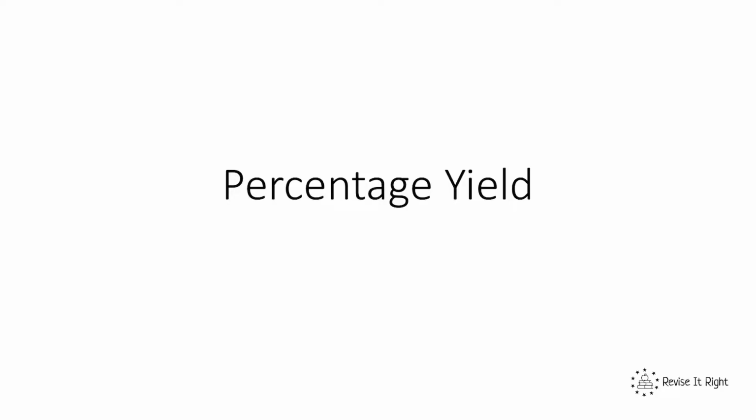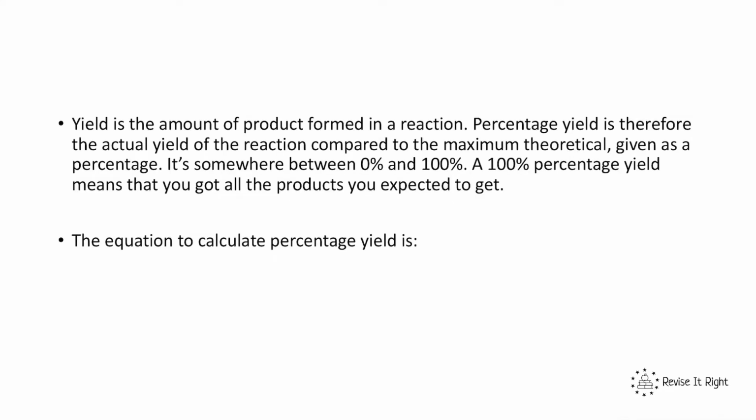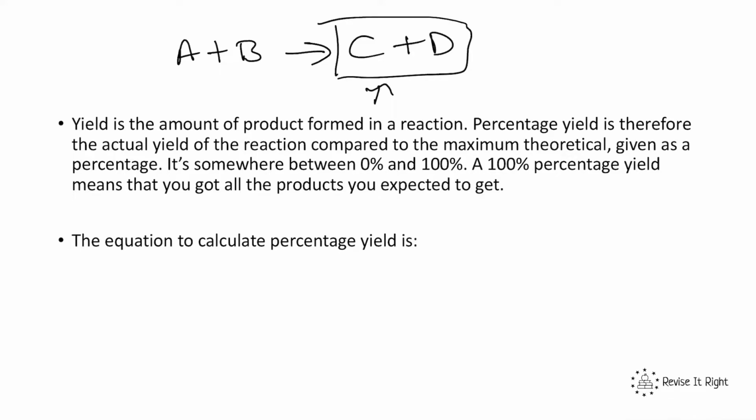This video is about percentage yield. Now, when we're talking about the yield, we're talking about the amount of product formed. So, for example, if we know that we're reacting A and B and we're going to get C and D, then the yield will be the amount of C and D that we have. Or the amount of C if we were after C, or the amount of D. That would be the yield.